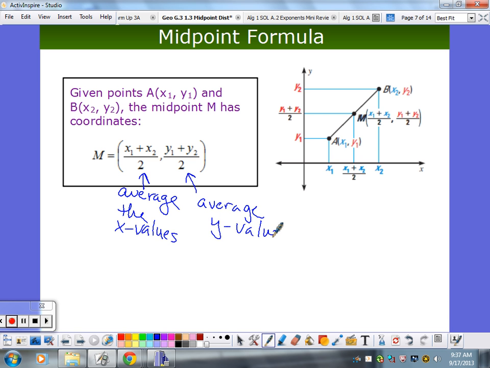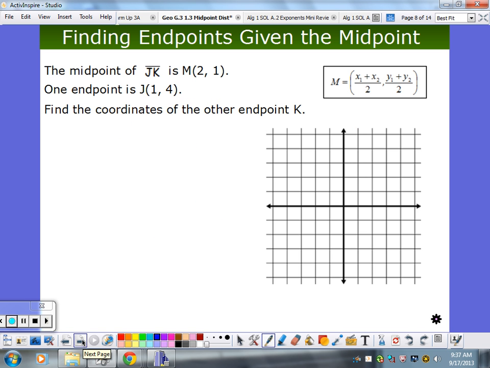That's it. And you found the midpoint. That's all you have to do. It's easy. Right? Good reading. Okay, so let's look at an example here.